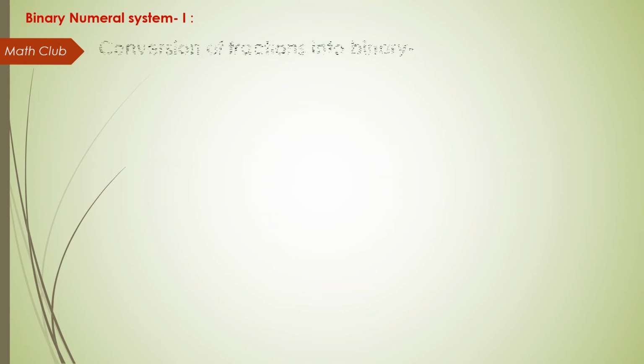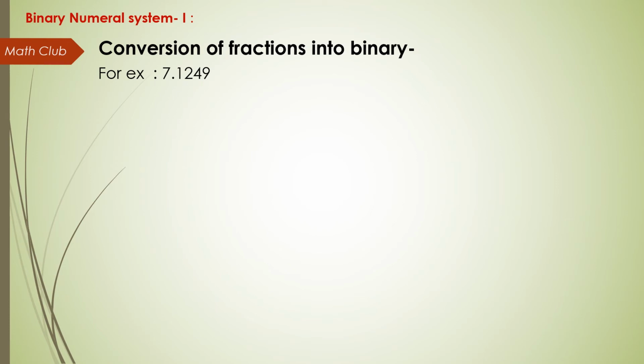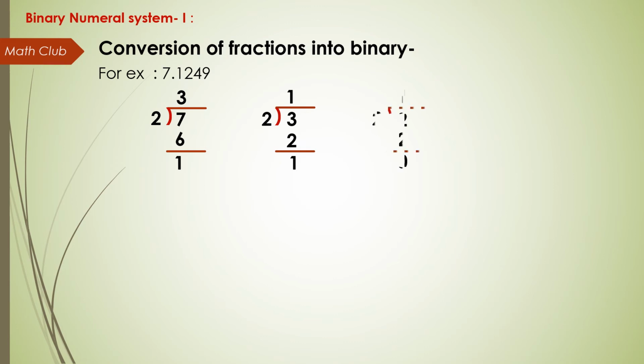Now the question is how to convert a decimal fraction into binary form. For example, 7.1249. In the given number, 7 is an integer. So we will convert 7 into binary form using the previous method. That means 7 will be divided by 2. The obtained quotient is again divided by 2, and we do this procedure until we get 0 as a quotient.